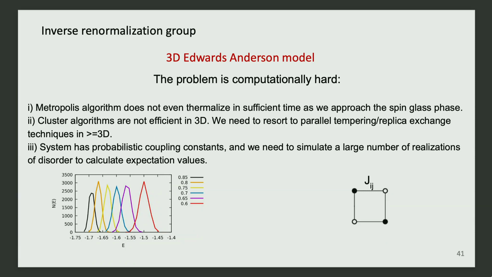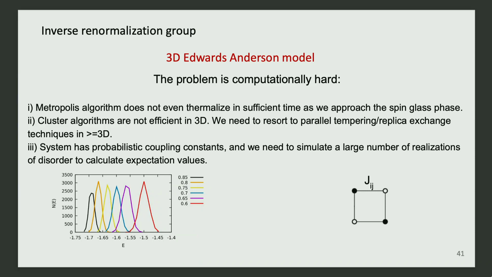So let's say that for L equals 16 in 3 dimensions, I need 20 Monte Carlo simulations. But the problem becomes far more complicated because the system has probabilistic coupling constants, and we need to simulate a large number of realizations of disorder to calculate expectation values. Practically, the Jij are drawn from a probability distribution. So I first need to sample a set of Jij, and then I need to do 20 Monte Carlo simulations. And then I need to sample another set of Jij and do another 20 Monte Carlo simulations.